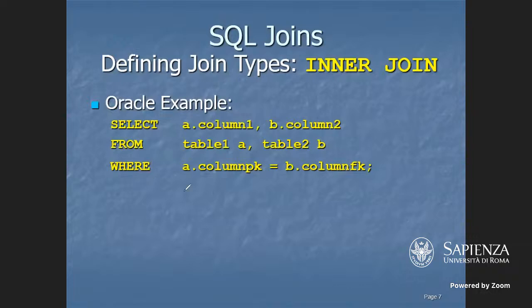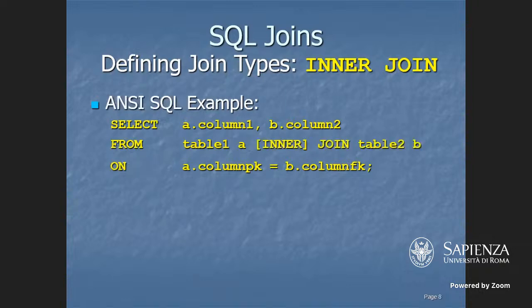Okay. So this is a good example for us here. We have selected A dot column 1, and this A that we are talking about here is a table name, and B is another table name. So you are saying from table 1, A, inner join, or inner join table 1, depends on how you want to write it. Most people write this way.